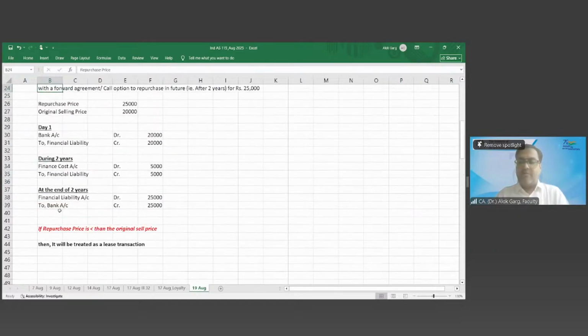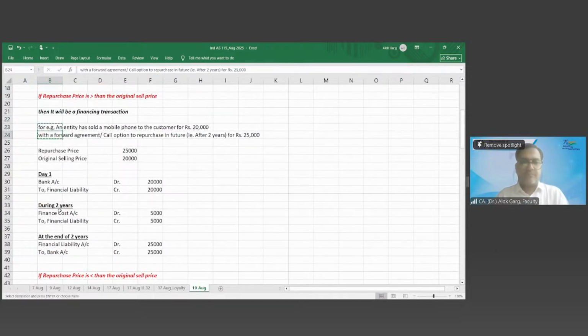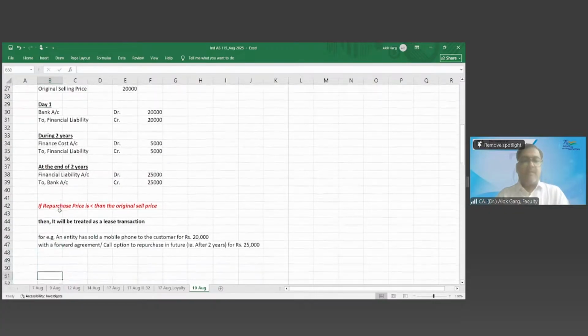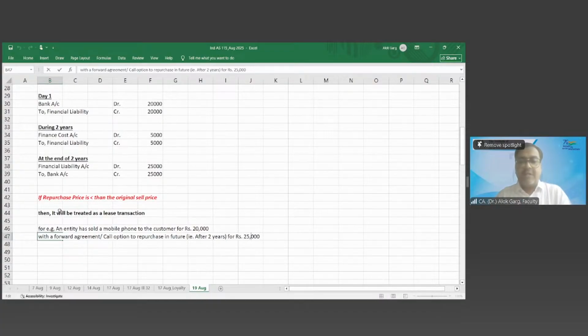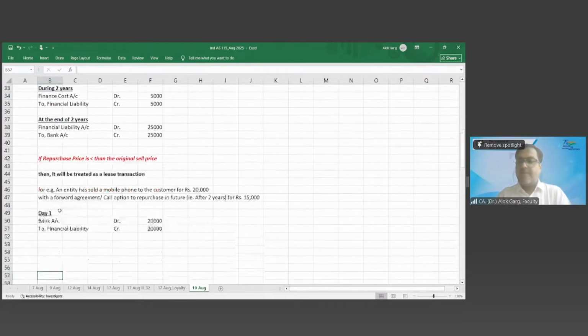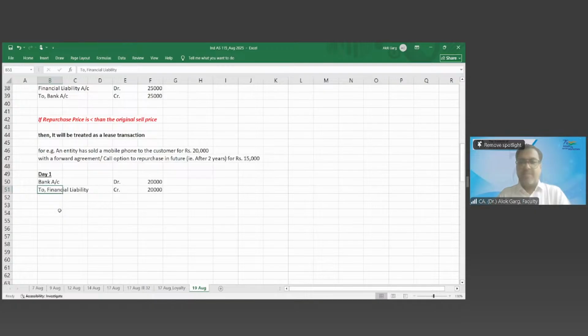Okay. Now, what is the example? For example, an entity has sold a mobile phone to the customer for rupees 20,000 with a forward agreement or call option to repurchase in future for rupees 15,000. Now, what is the accounting entry on day one? क्या accounting entry होगी? Bank account debit to deposit liability 15,000 to advance lease rent.